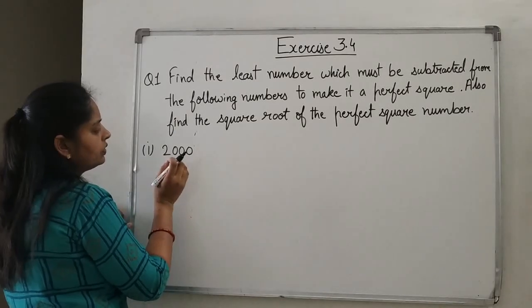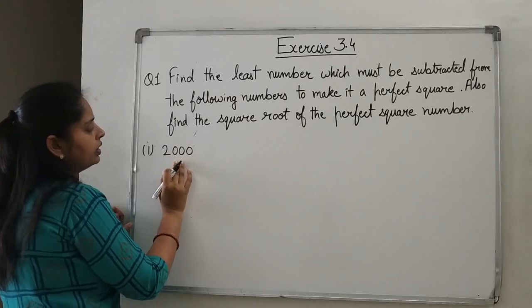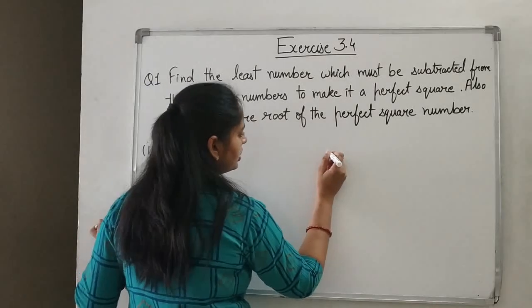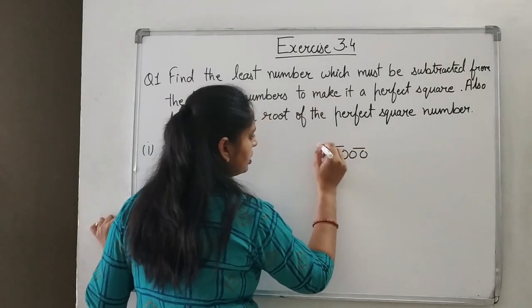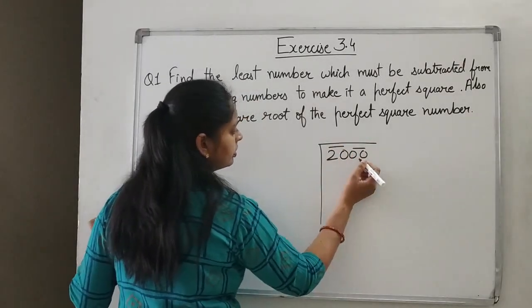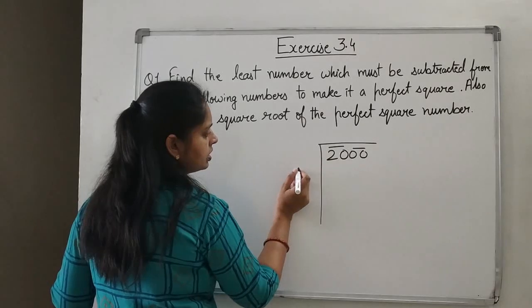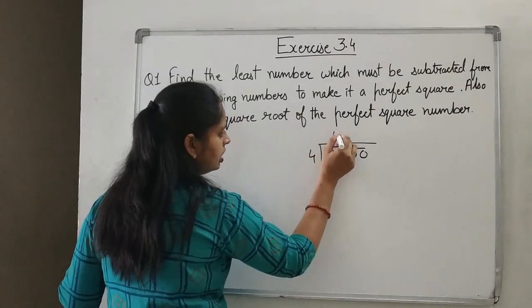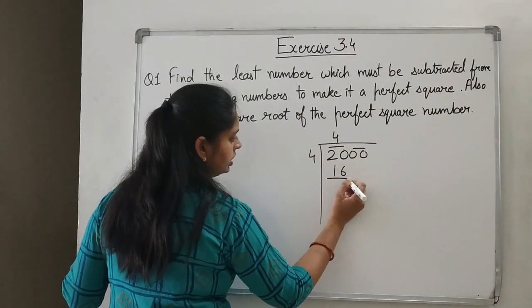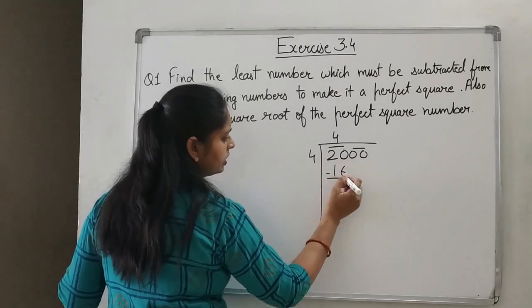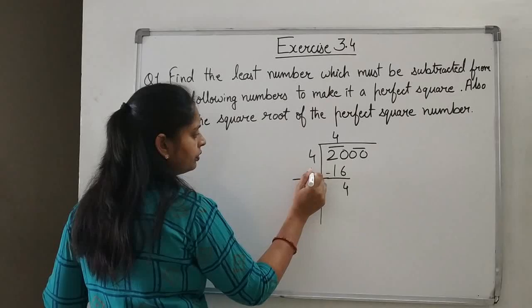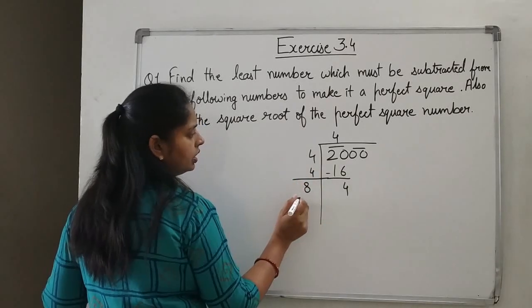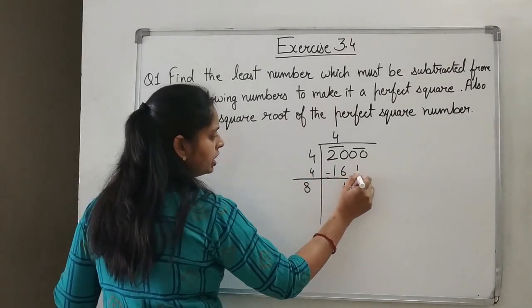So first we need to find out the nearest square number to this. And for the nearest square number, what we have to do? We have to do the division method for this. So make the pair, put the bars, 20 is there. So we have to go for 4. 4 fours are 16. We'll do the subtraction. 20 minus 16 is 4. And on the left hand side, 4 plus 4 will give you 8. Okay. And the next pair will come down.